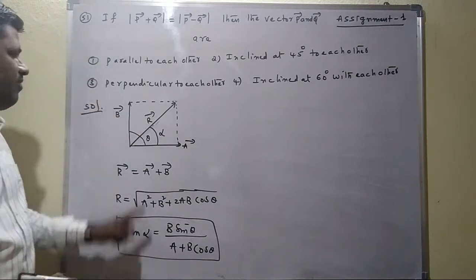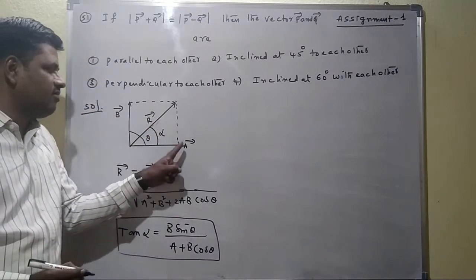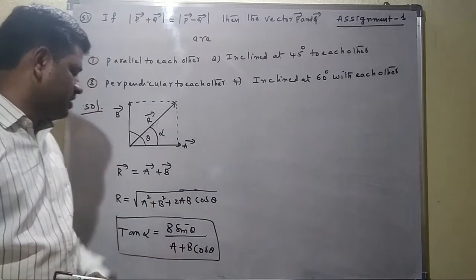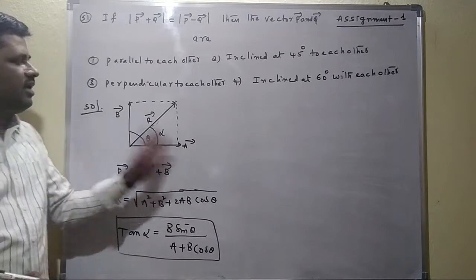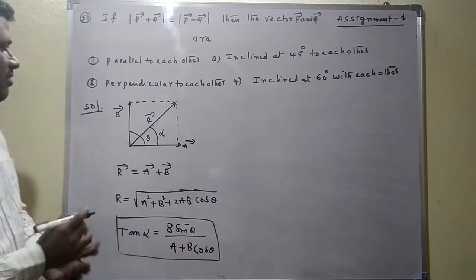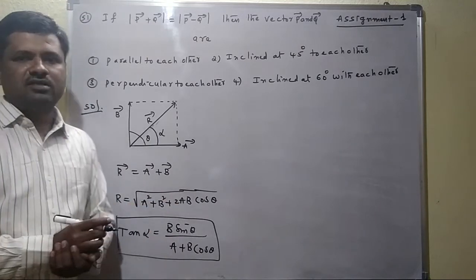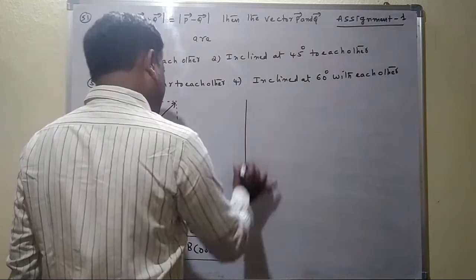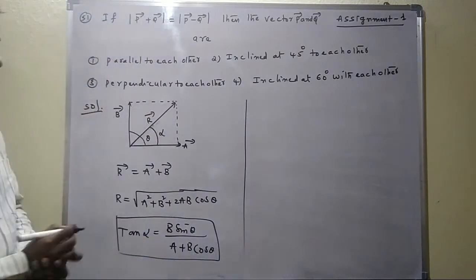Alpha is the angle made by the resultant vector with a bar. Tan alpha is equal to b sin theta by a plus b cos theta, where theta is the angle between a bar and b bar. This is the method for making the addition of two vectors, or the vector sum of the two vectors, using this concept.